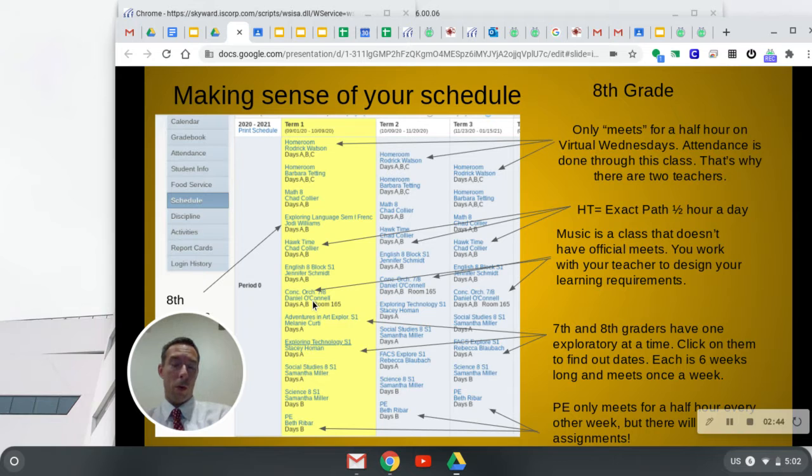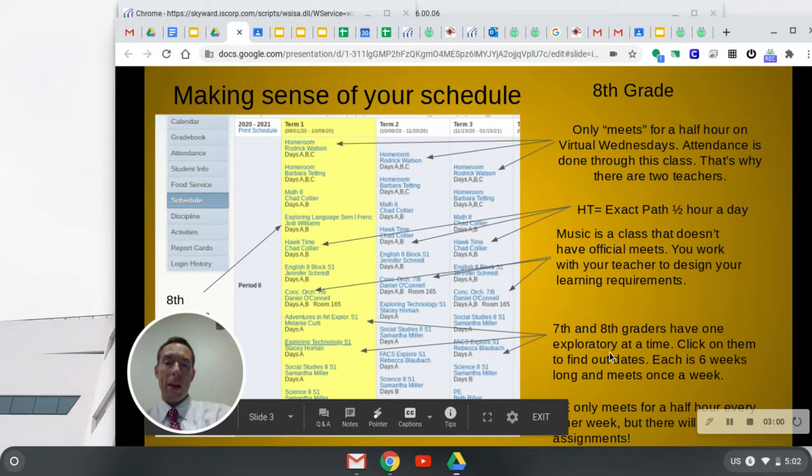So this person, that's a sample one, has a music class. A lot of you will have band or orchestra or choir. Those classes are not scheduled. You don't have scheduled meets. Your teachers will reach out to you and let you know when they want you to meet. If it's in small groups, lessons on Google Meets, have you come into the middle school, whatever they decide to do. So listen to them when they tell you what to do.